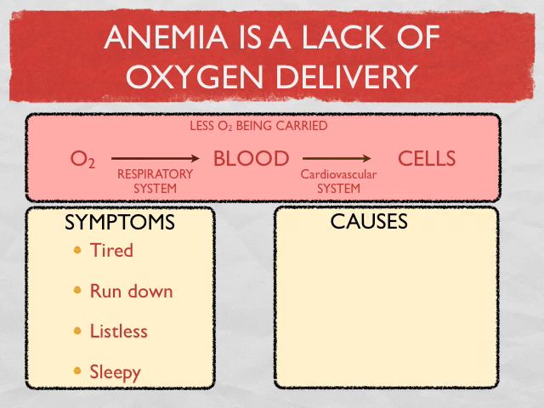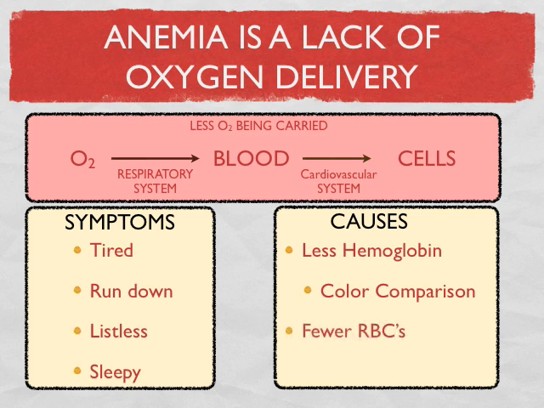And so this can be caused by too little hemoglobin in the cells. We can do a color comparison for that. It could be caused, too, by maybe you just don't have enough red blood cells. That hematocrit test that we talked about is central here. If we did a hematocrit and your hematocrit was 37 instead of 45, well, you're just not delivering enough oxygen to your tissues.